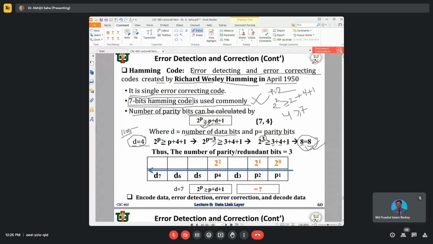Okay. So look, if it is given to you like that, 7 and 4, the 4 is your data, and the 7 is the total number of bits. So 7 minus 4 equals 3, so you can understand that 3 parity bits have been used. If it is given to you, fine. If it is not given, then you can calculate it this way, using the formula, if the data bit number is given to you.